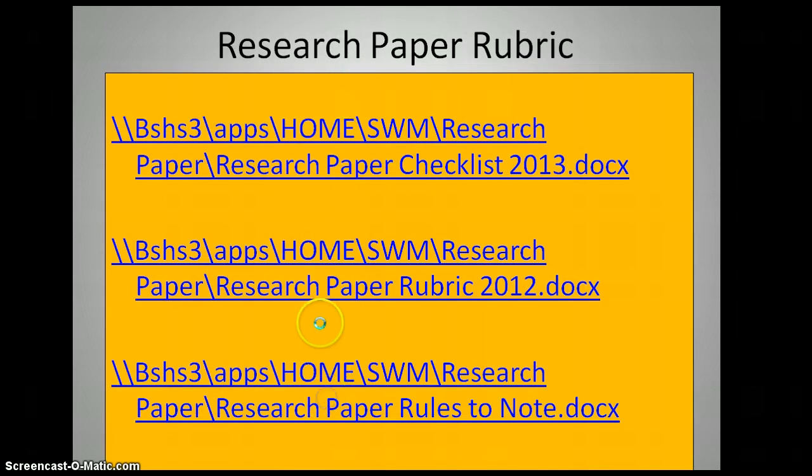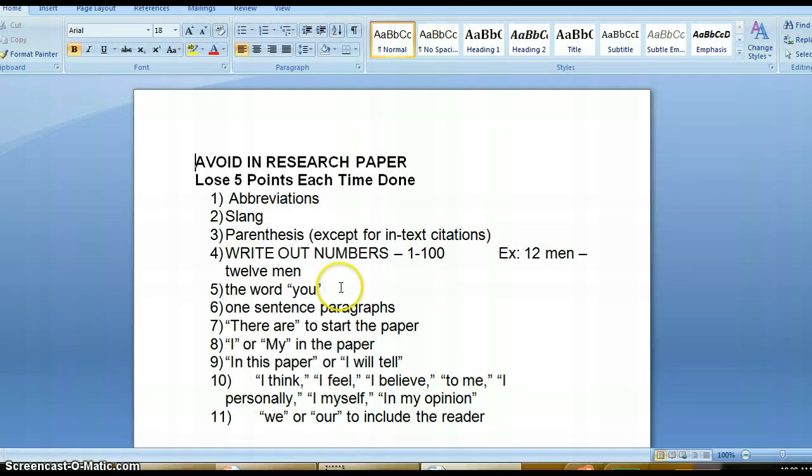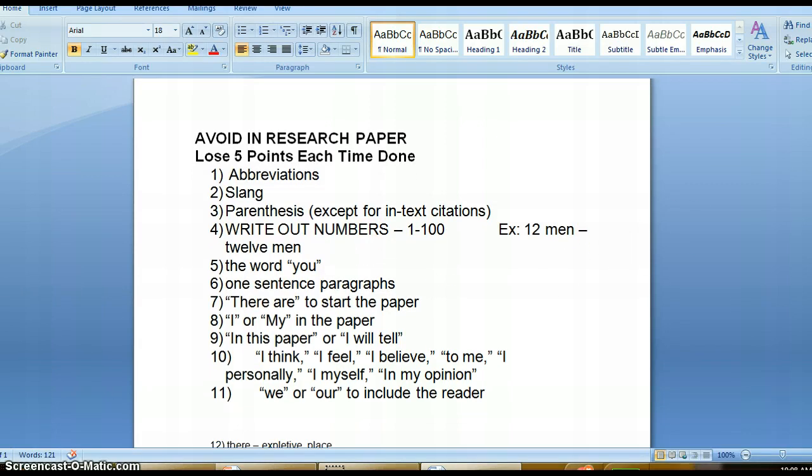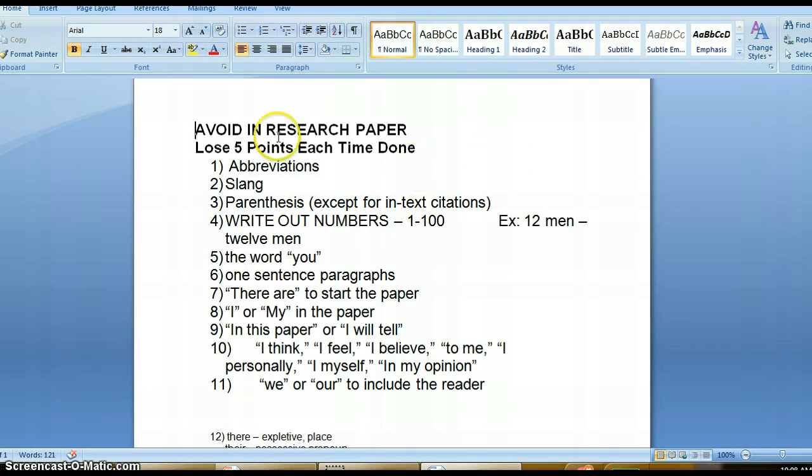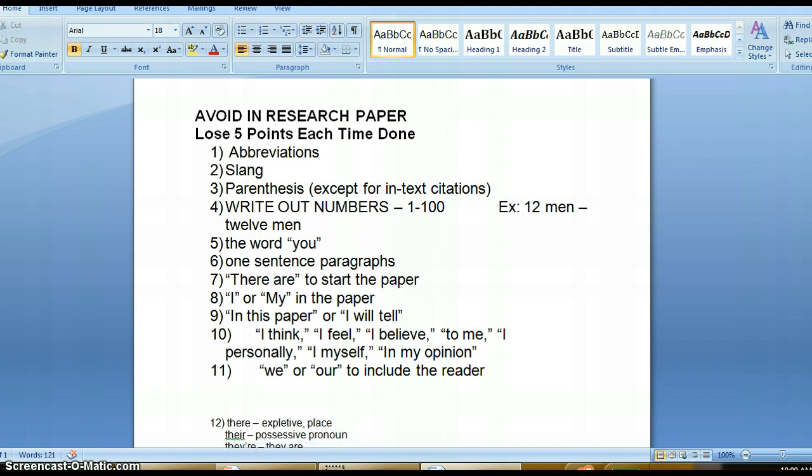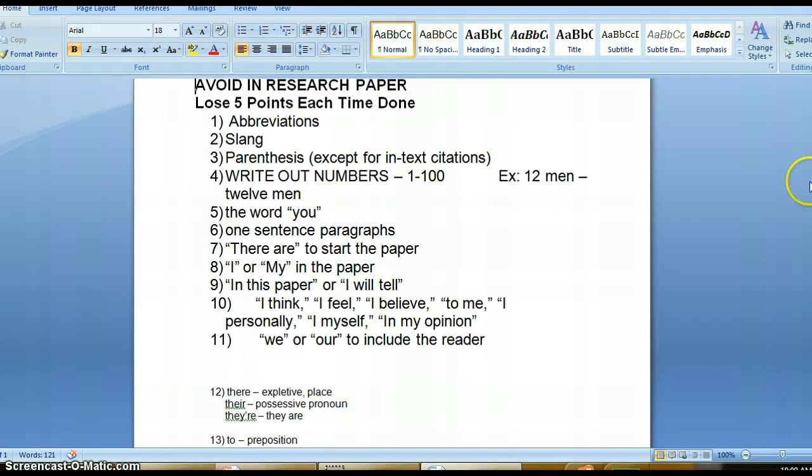Okay, I'm going to go over some notes with you guys as far as what you are and are not allowed to do. Okay, so anytime you use any of these things, it's a loss of 5 points. And I'm not going to read them all to you, but you need to look at them. I'm going to tell you the worst offenders. So if you do these in the paper, again, 5 points.